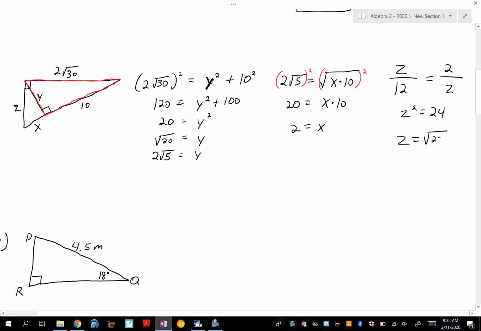So z equals the square root of 24, which when you simplify, you have that perfect square of 4 in there, is going to be 2 times the square root of 6. So those are my 3 answers for x, y, and z.